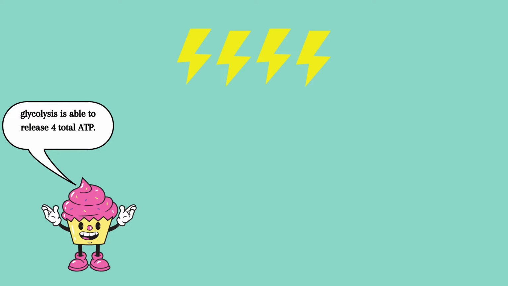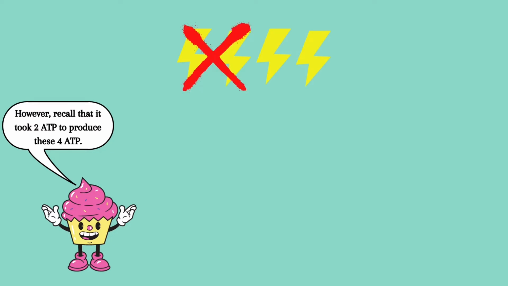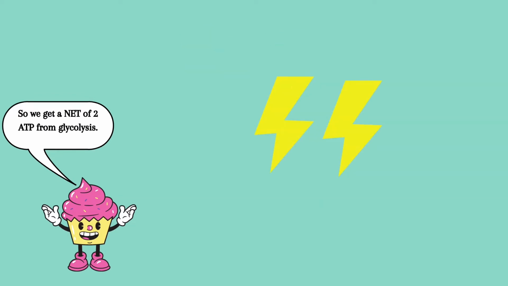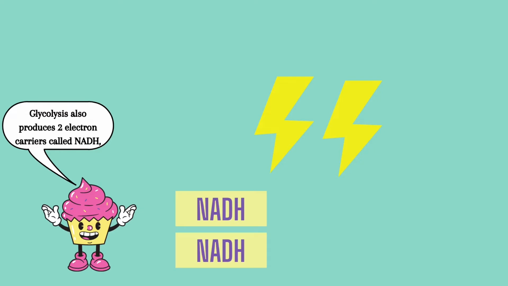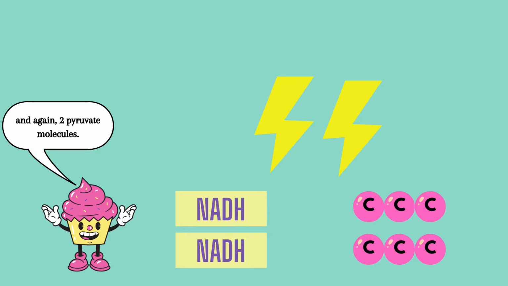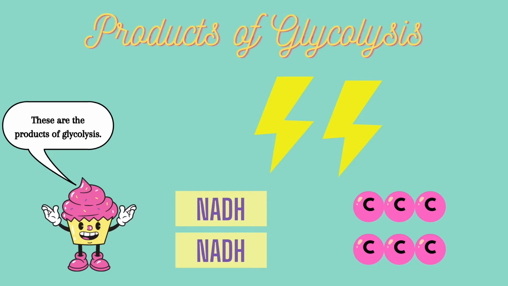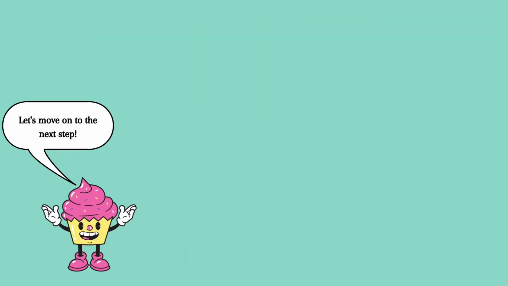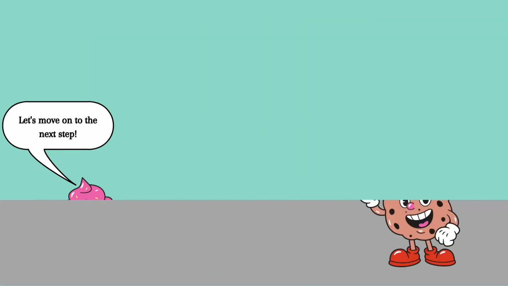glycolysis is able to release 4 total ATP. However, recall that it took 2 ATP to produce these 4 ATP. So, we get a net of 2 ATP from glycolysis. Glycolysis also produces 2 electron carriers called NADH, and again, 2 pyruvate molecules. These are the products of glycolysis. Let's move on to the next step.